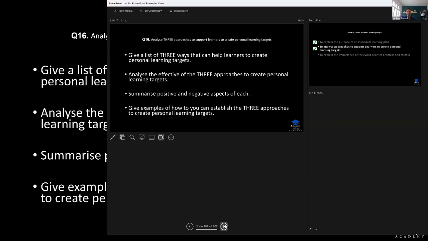Anyone add anything to question 16? No. And we're getting towards the end.